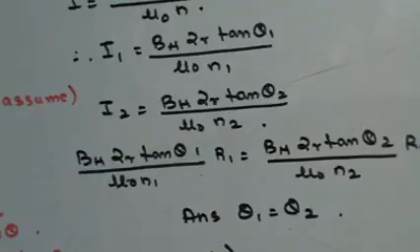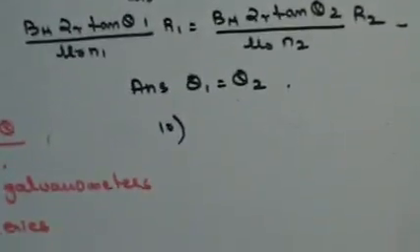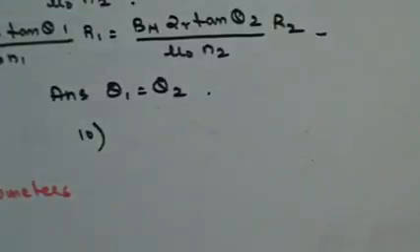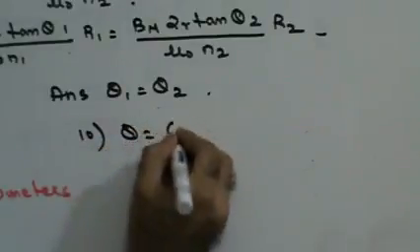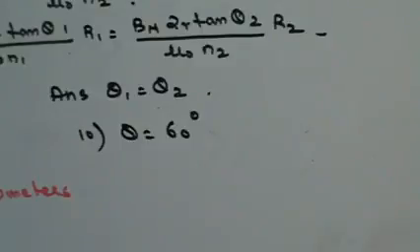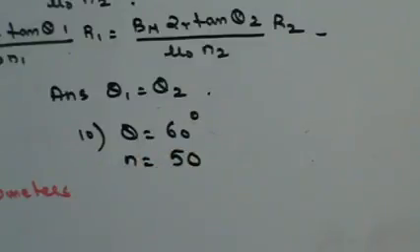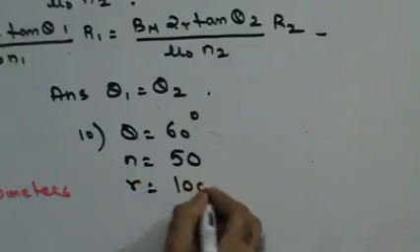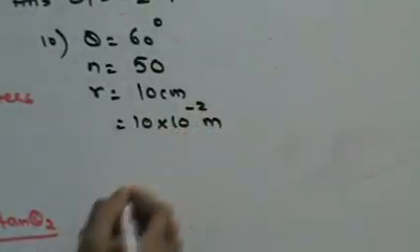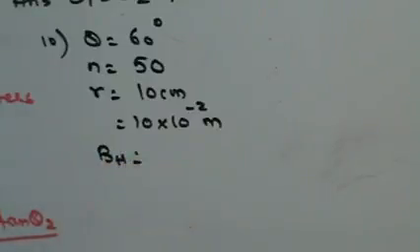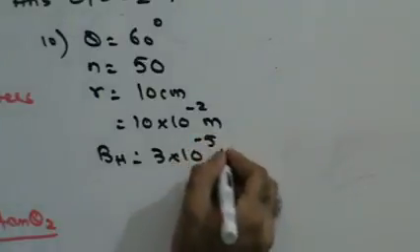Find the current sensitivity of a tangent galvanometer when its deflection is 60 degrees, number of turns is 50, radius is 10 centimeters, and the horizontal component is 3 into 10 raised to minus 5 Webers per meter square.